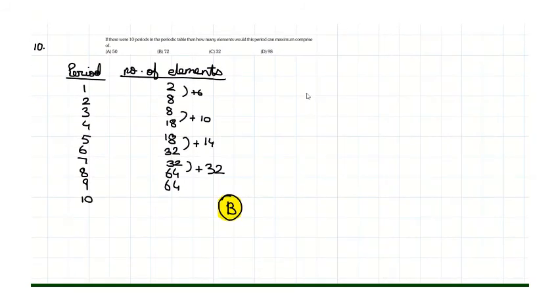In the 10th question, it is given to us that if there were 10 periods in the periodic table, we need to find the maximum number of elements the period can comprise of. Now we know the relation between the first 7 periods, that is 2, 8, 8, 18, 18 and so on. Thus the 10th period can have 72 elements in total.